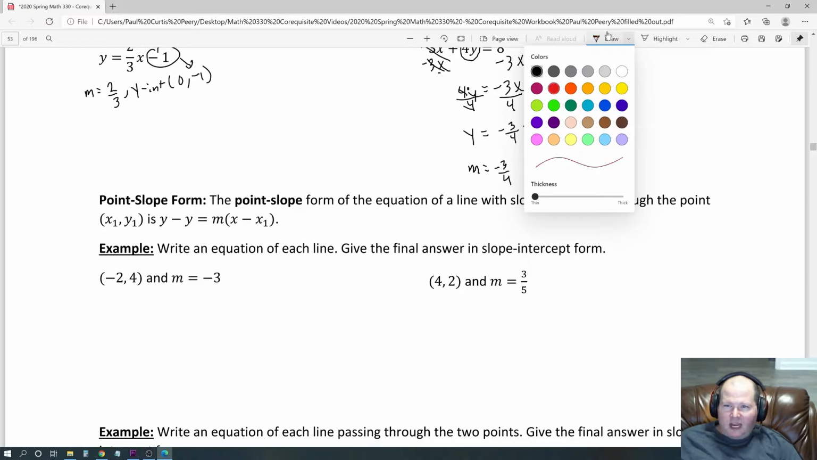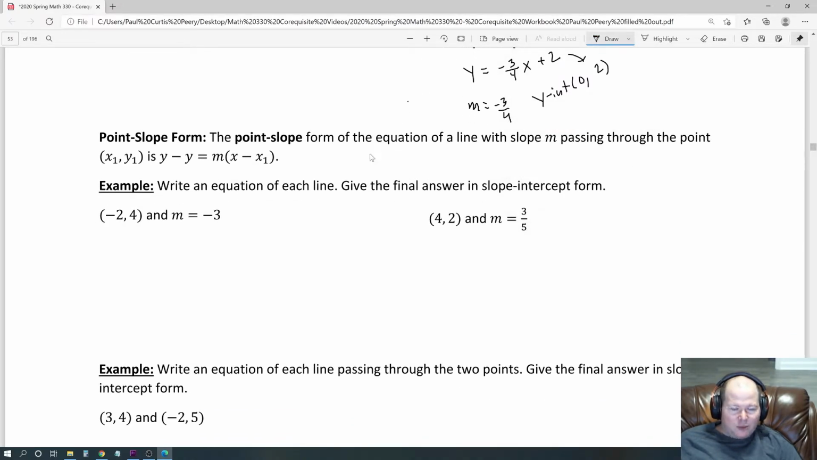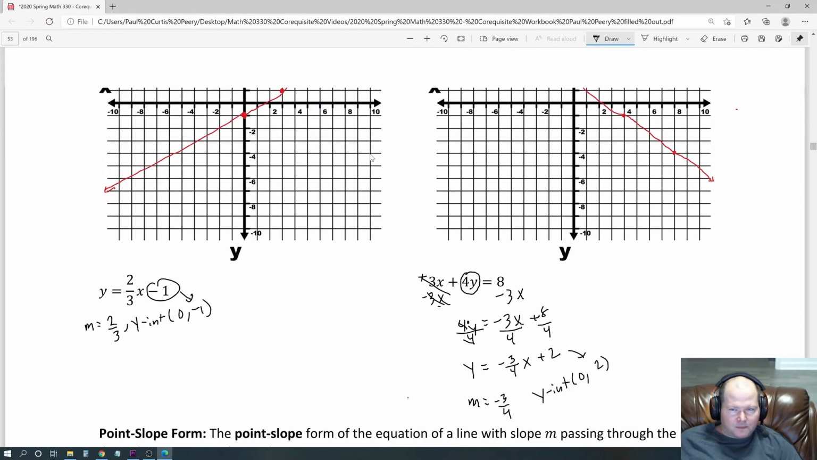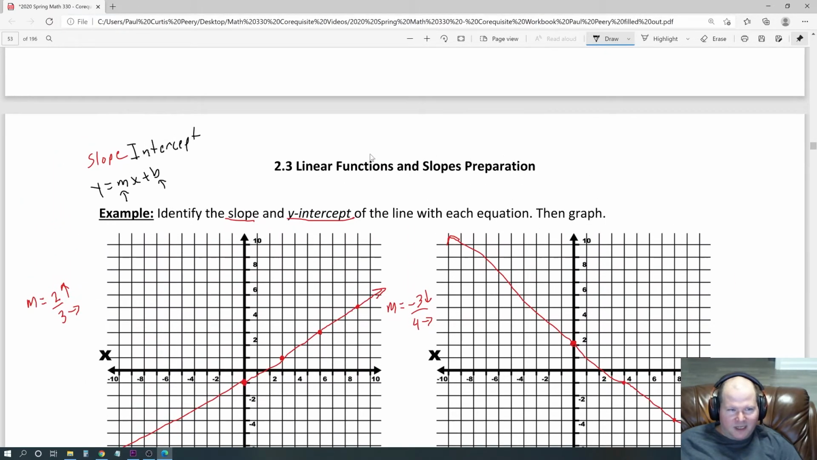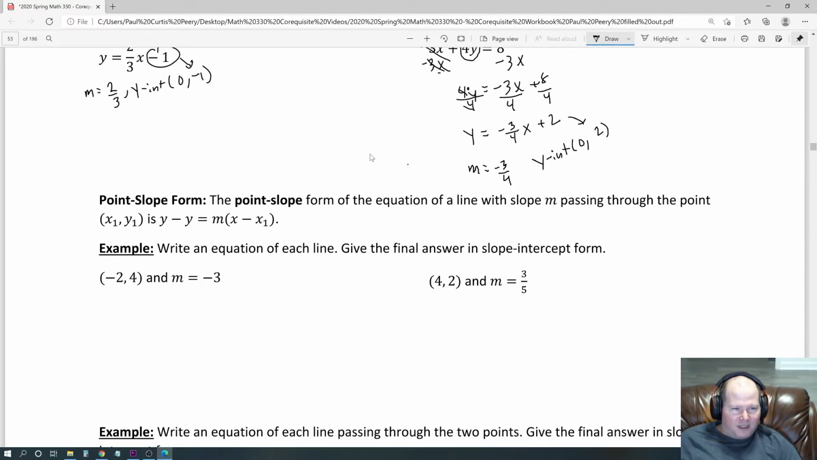Okay. So we learned how to graph using the slope-intercept formula, and how to find the slope and the y-intercept. Sorry, I said the wrong thing earlier. Using the slope-intercept formula, we found out how to find the slope and the y-intercept. Okay. Now we're going to use the point slope formula to write an equation of a line, a linear equation, given a point and a slope.